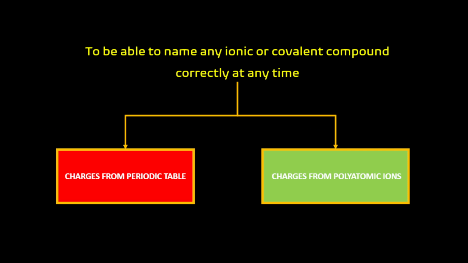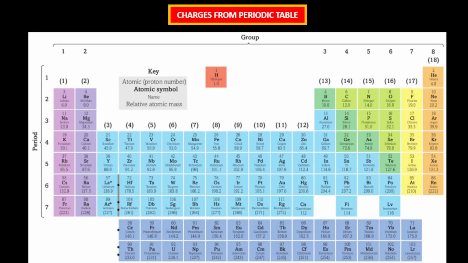Alright, so to be able to name any ionic or covalent compound correctly at any time, you only need to learn two things. The first one is the charges from the periodic table, and the second one is the charges from polyatomic ions. I'm sure you've heard of charges from the periodic table. You might not be familiar with the green one, but I'll explain very simply what polyatomic ions are. So let's look at the one that you already know, which is charges from the periodic table.